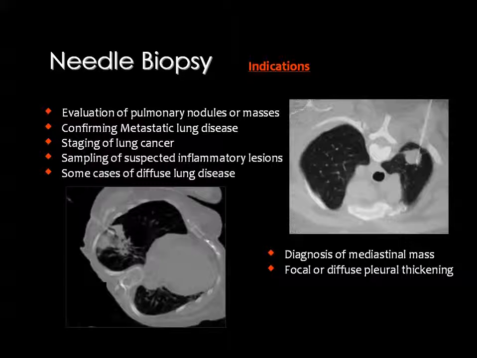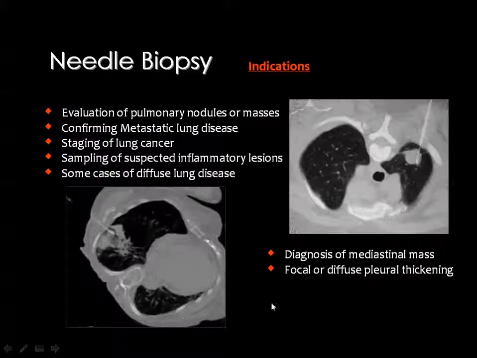Then the indications for needle guided biopsy include evaluation of pulmonary nodules or masses, confirming the diagnosis of metastatic lung disease, staging of lung cancer, sampling of suspected inflammatory lesions in the lung, and in some cases of diffuse lung disease, we may go to core biopsy in order to reach a final diagnosis, especially in some cases of interstitial pulmonary parenchymal lesions. Also, diagnosis of mediastinal masses, and in cases of focal or diffuse pleural thickening, we may also be able to have biopsies to confirm or to exclude the diagnosis of mesothelioma, for example.